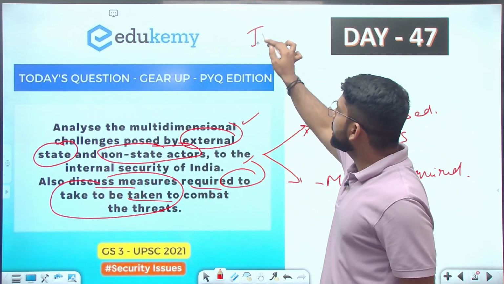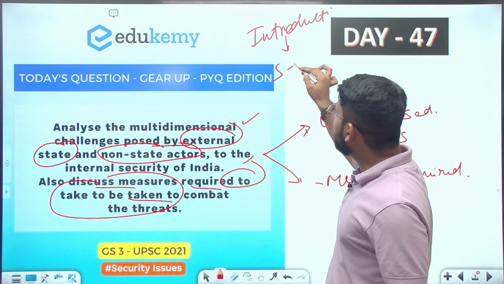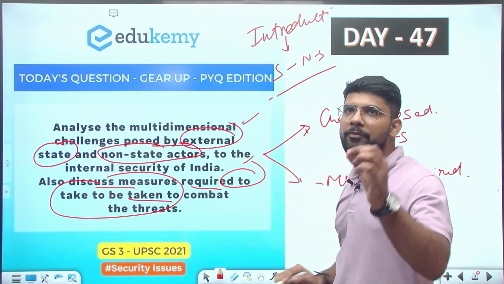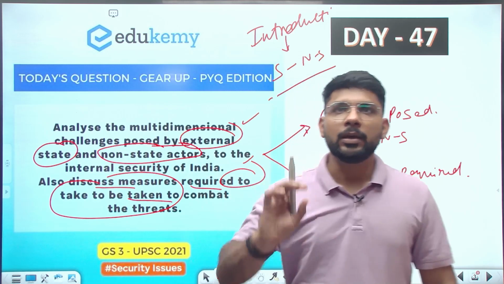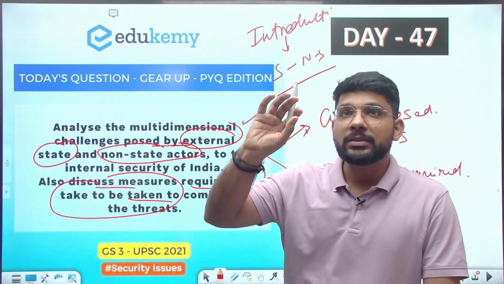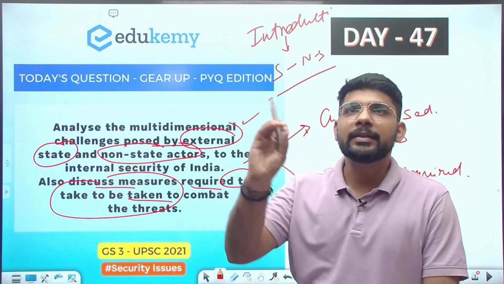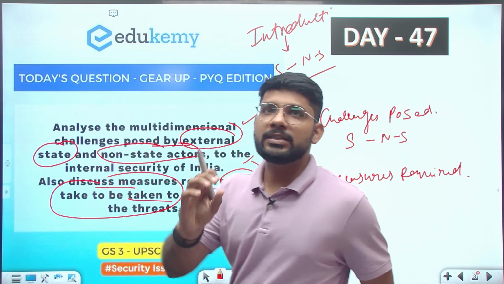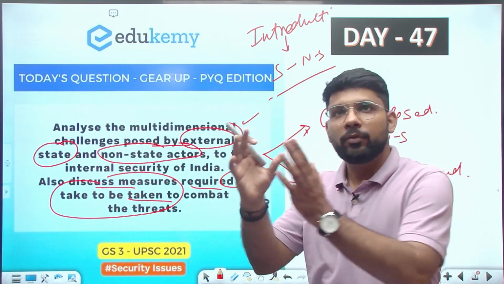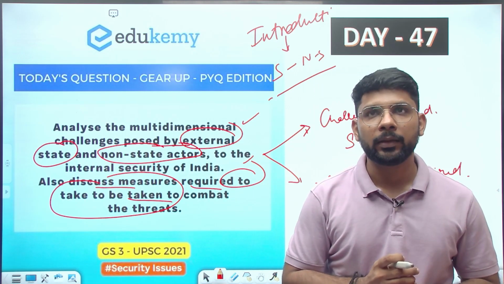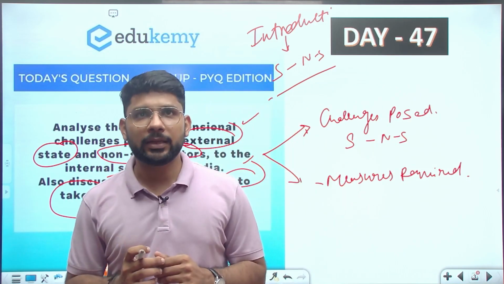In the introduction we will write about state actors and the non-state actors. Simply we will define what the state actors and what the non-state actors are. So state actors are those in which foreign countries are involved in terrorism. In the India case, we can say that China and Pakistan are the state actors involved in terrorism in the country. And the non-state actors are those actors which are indirectly run by these state actors.